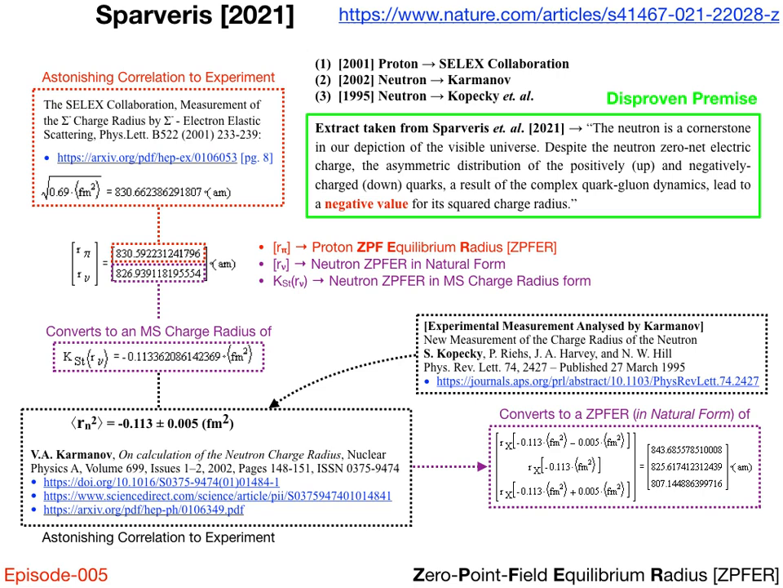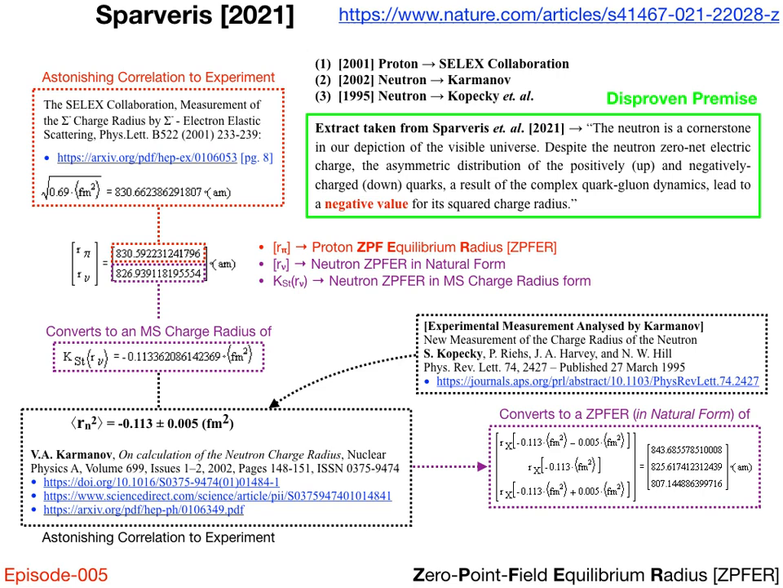First up, let's compare our 0-point field equilibrium radius for the proton to its root mean squared charge radius as physically measured by the Selleck's collaboration. As we can see, the correlation to experimental observation is astonishing. Thus, we have experimentally validated our solution with respect to the proton. Next, let's compare our solution to the experimentally validated mean squared charge radius of the neutron. Once again, we see an astonishing correlation of our 0-point field equilibrium radius to experimental observation. Thus, we have experimentally validated our solution with respect to the neutron as well.